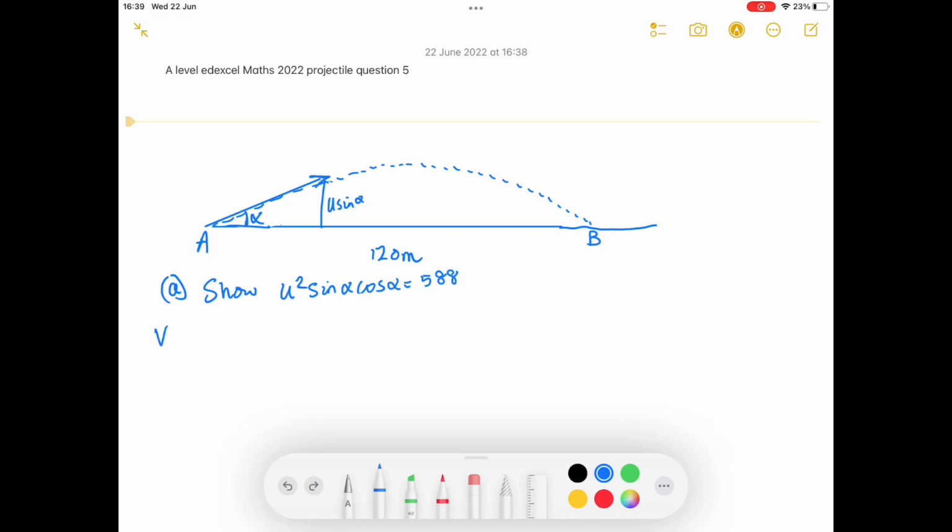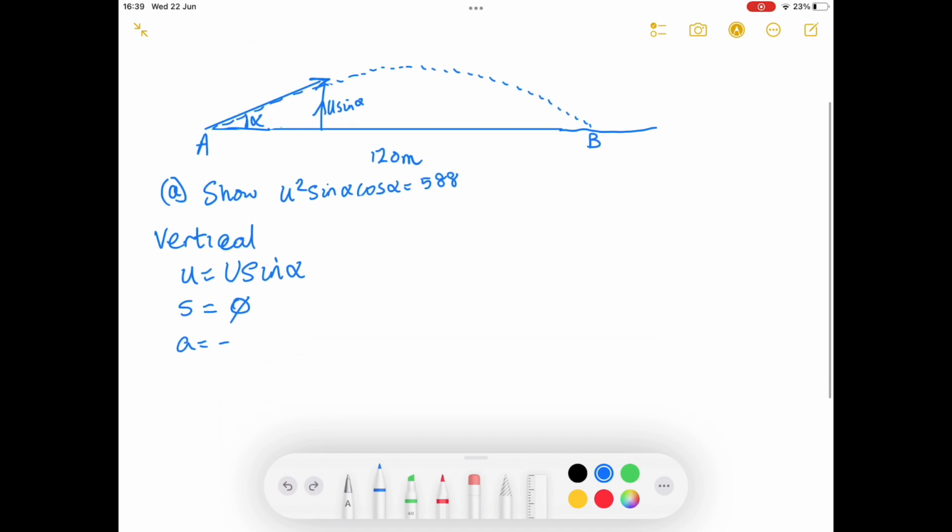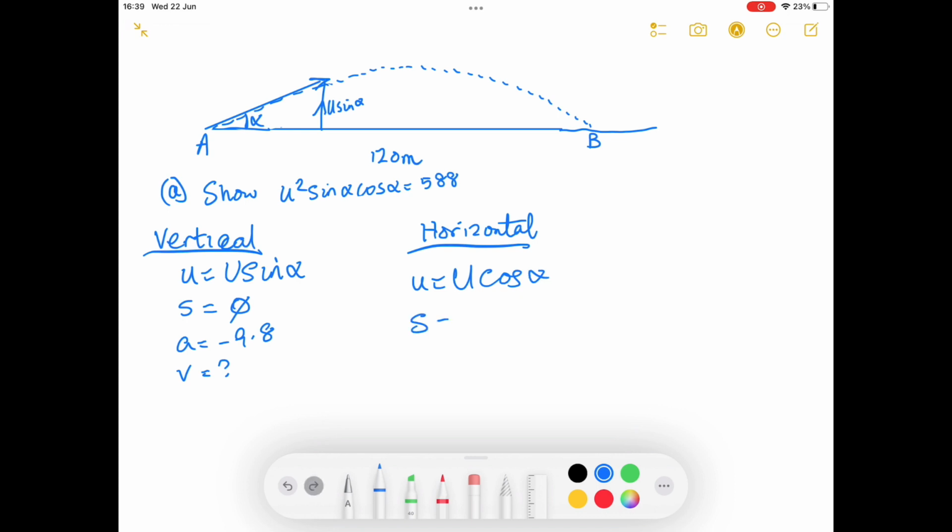Right, this is question 5 of the maths paper in 2022 for mechanics. So look at a particle at an angle of alpha. What we'll do is look at the vertical parameters that we know. So u equals u sine alpha, s equals 0, that's for the displacement, which is 0. a equals minus 9.8, v equals question mark. Horizontal, u equals u cos alpha, s equals 120, a equals 0, there's no acceleration going on.